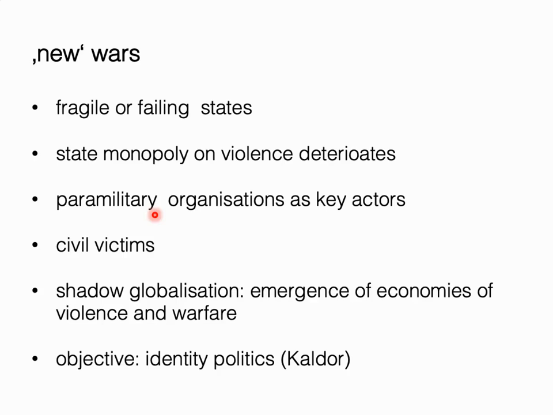New wars are also characterized by a predominance of civil victims. So until the First World War, that's when it also changed for the classical wars, wars were characterized by having the main victims being soldiers. As they were fighting each other, they would also be wounded or die as a consequence. Since the First World War, this has changed to quite an extent, but it is also a characteristic of the new wars that there are predominantly civil victims.